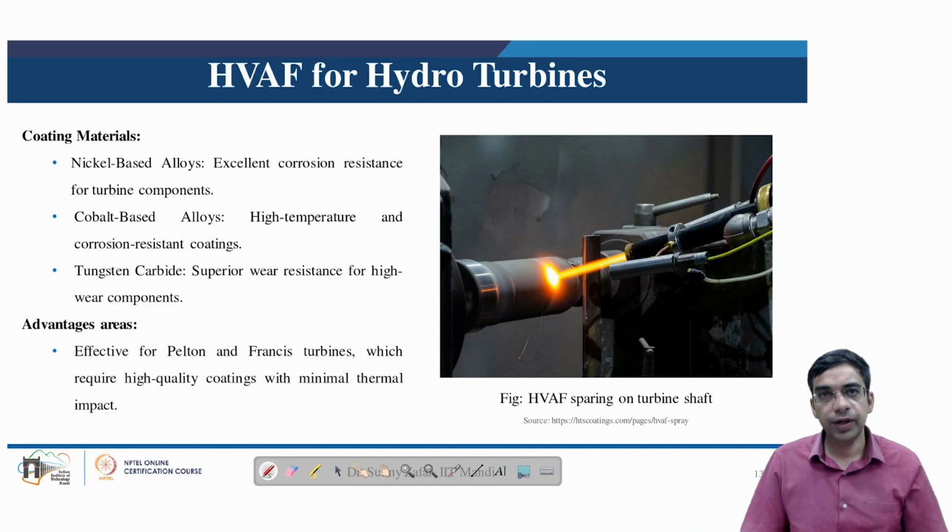In the case of HVAF, the materials used in coating involve nickel based alloys, known for their corrosion resistance for turbine components, cobalt based alloys for high temperature corrosion resistant coatings, and tungsten carbide, which is superior in wear resistance for high wear components. Advantage areas involve effective use on Pelton and Francis turbines, which require high quality coating with minimal thermal impact. On the right hand side, we can see the high velocity air fuel spraying method being done on a turbine shaft.